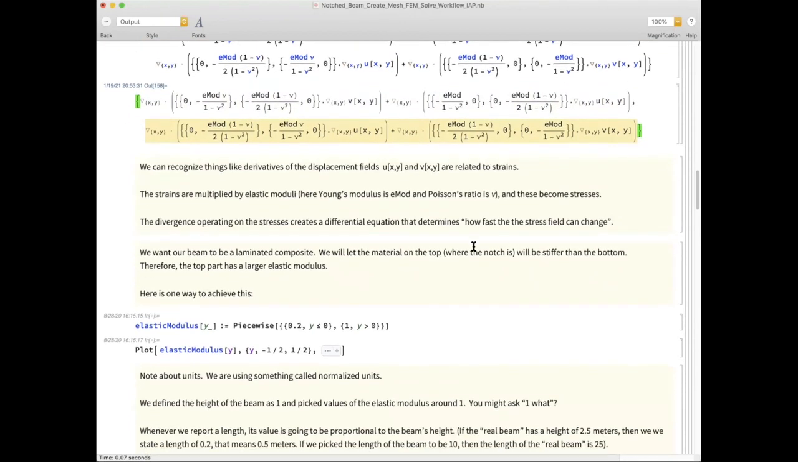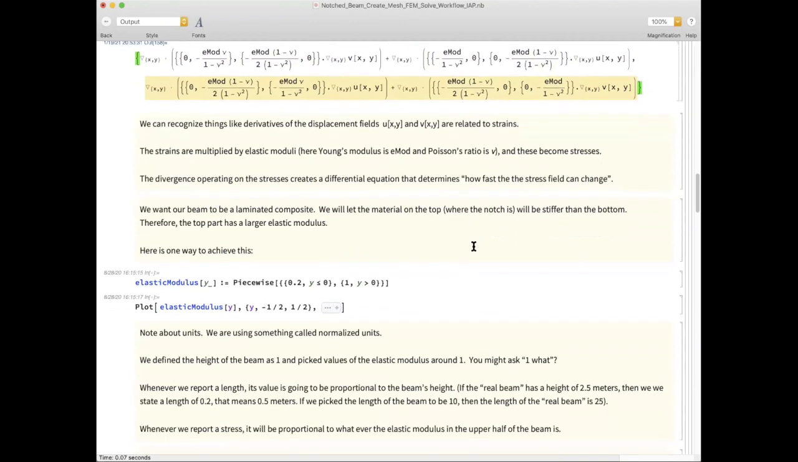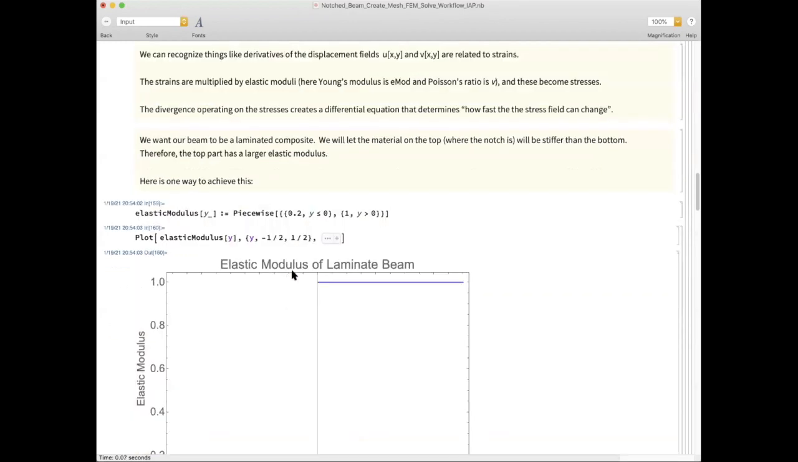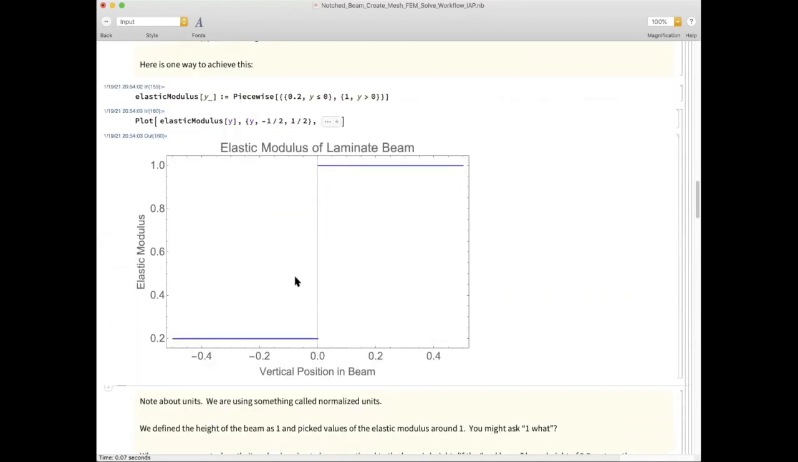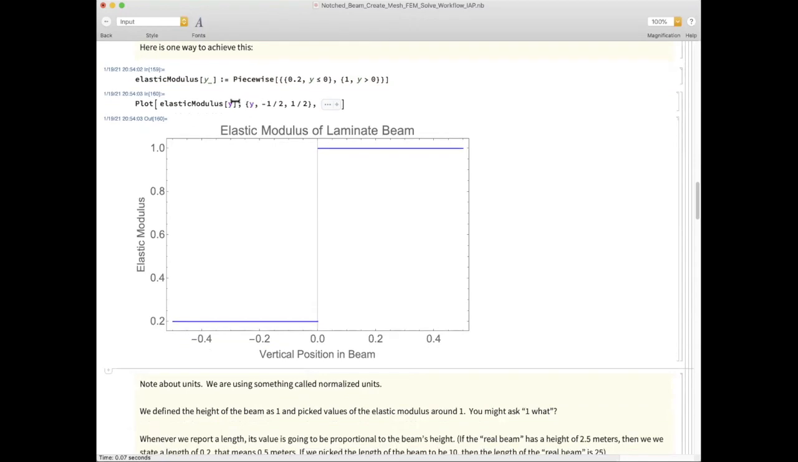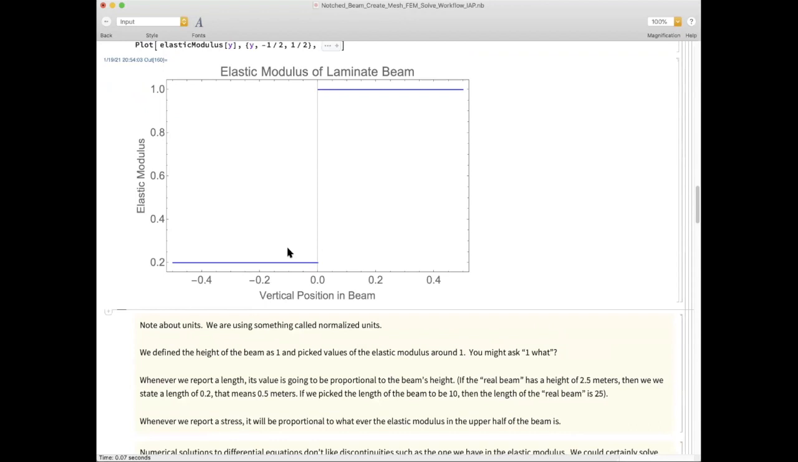Okay. All right, so what I want to do for this problem is take the elastic modulus in my beam and make it large on one side and small on the other. So I've defined a piecewise function for my elastic modulus, and I can use that in my definition to make a calculation where the modulus in the beam changes very rapidly across the middle position.